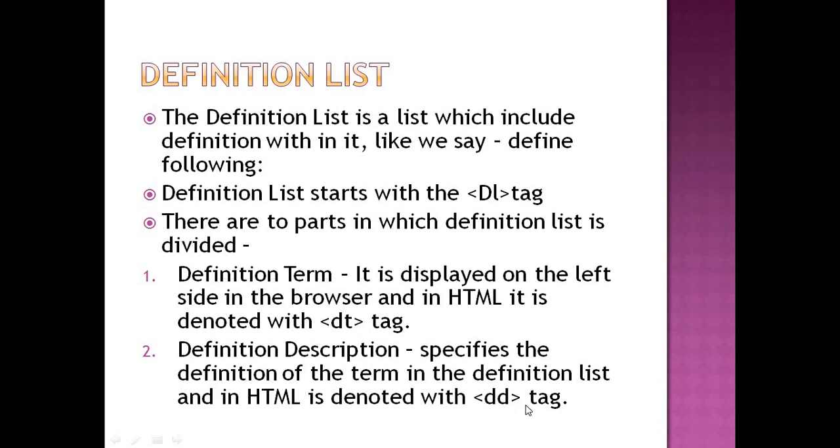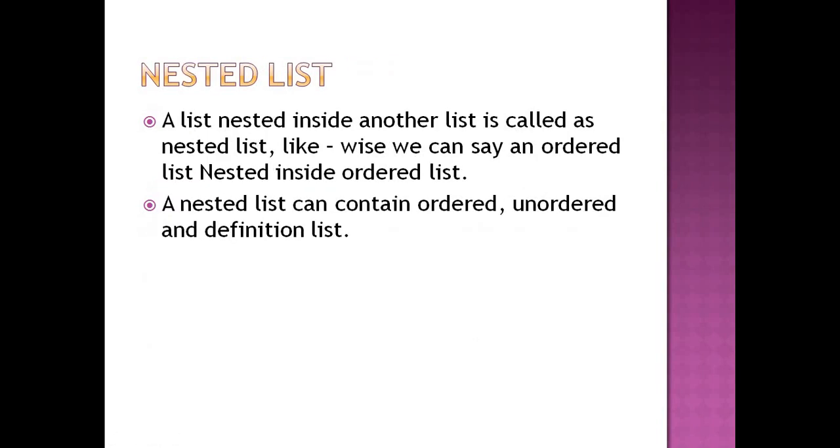Okay, now going to the next point. The last type of list that we are going to learn here is the nested list. Now what is a nested list? Nested indicates that many things have been mixed inside one another, and that is what we call a nested list.